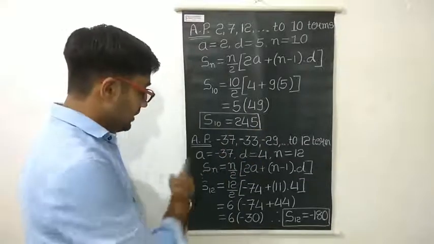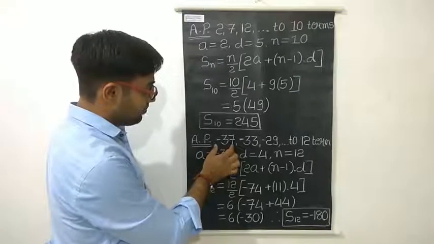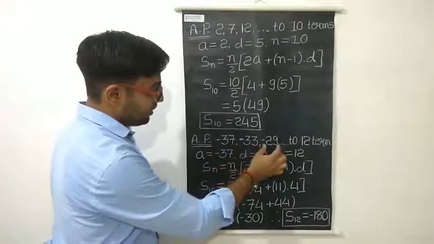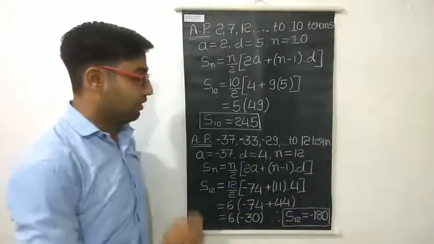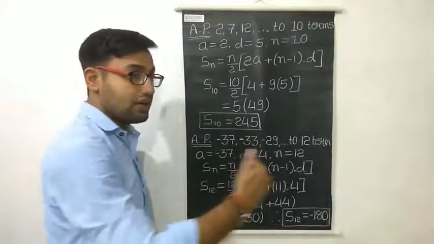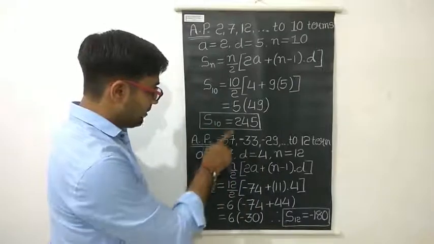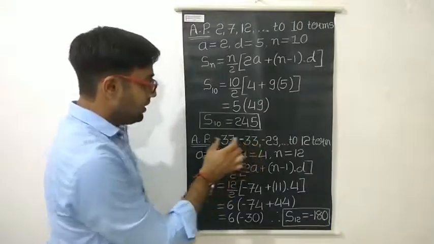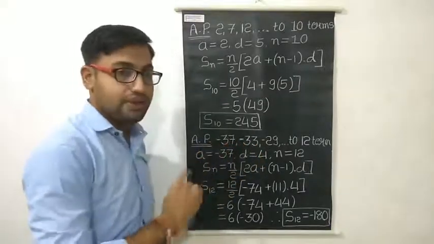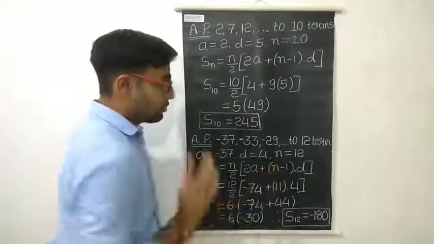Okay. Let us take one more example. One more AP, that is, the first term is minus 37, minus 33, minus 29, up to 12 terms. 12 terms means we have to add the 12 terms of this AP. So the value of the first term is minus 37. Common difference is minus 33 minus (minus 37), that is equal to plus 4. And n is equal to 12.